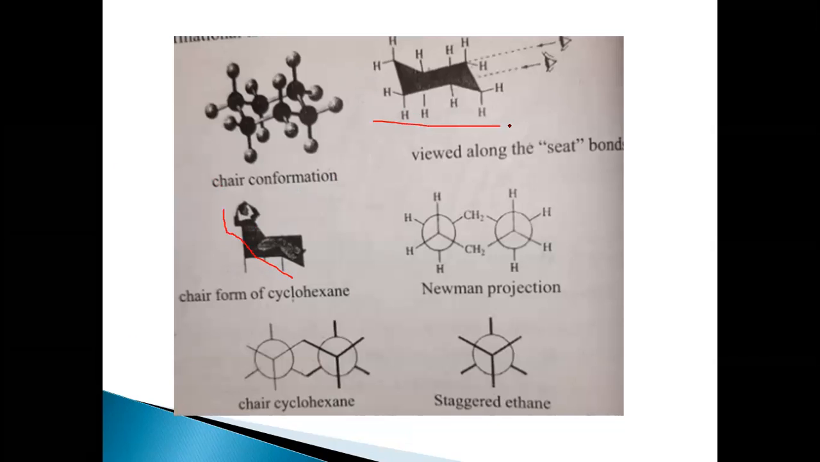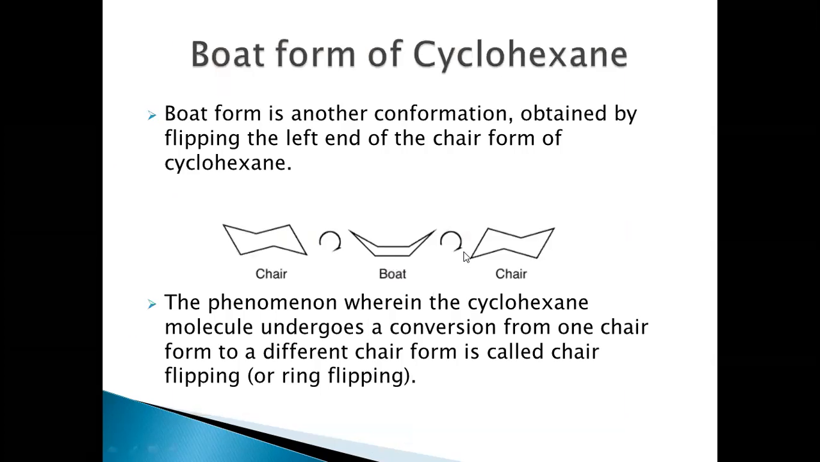In this chair conformation, all the hydrogens on all the carbon atoms are in staggered conformation and free from angle strain and also van der Waals strain. In this Newman projection formula, when you clearly observe these hydrogens, they are all in a staggered conformation, not in eclipsed conformation, so it is free from all kinds of strain.